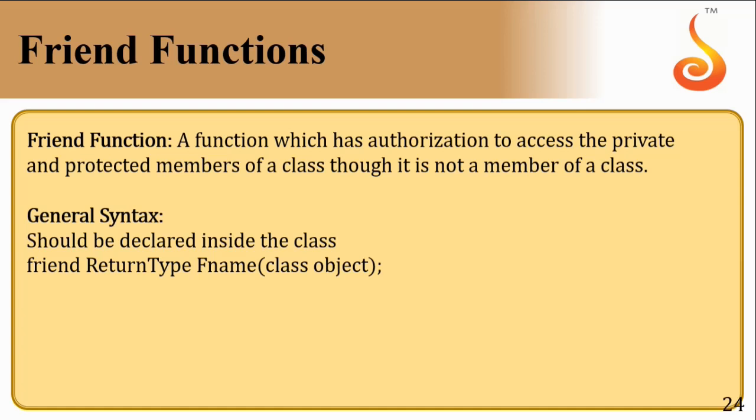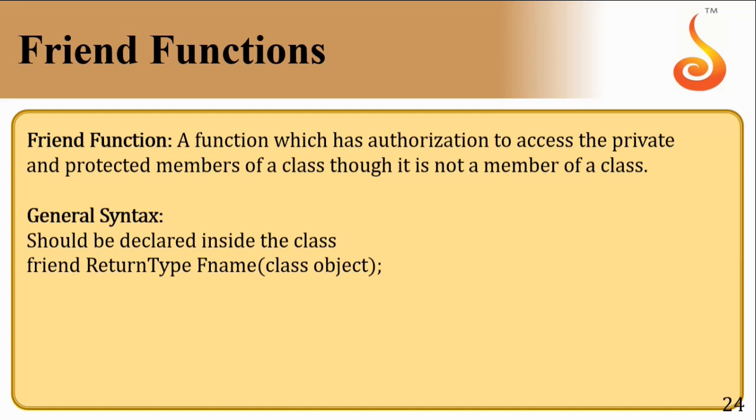So if I want to make a standalone function, or a function which is not a part of the class, access the private data of the class, I can make it a friend. A friend function is a function which can access the private data and protected data of the class without being a member of the class. That is, it is not a member of the class but has the privileges of a member of the class. This is called a friend function, and it should be declared inside the class by using the keyword friend. Friend, return type, function name, and you have to pass the object of that class to which it is friend.